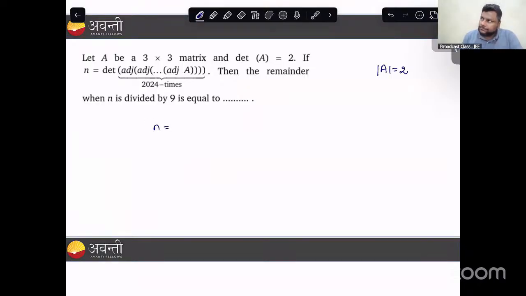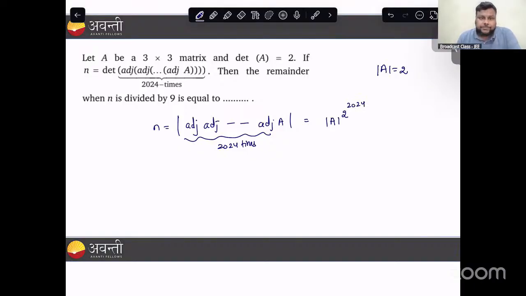N is what? That is the adjoint of adjoint of A. Adjoint repeating how many times? 2024 times. Yes or no? So that would be, as I told you, determinant of A to the power 2 to the power 2024. Am I correct? That is 2 to the power 2 to the power 2024.